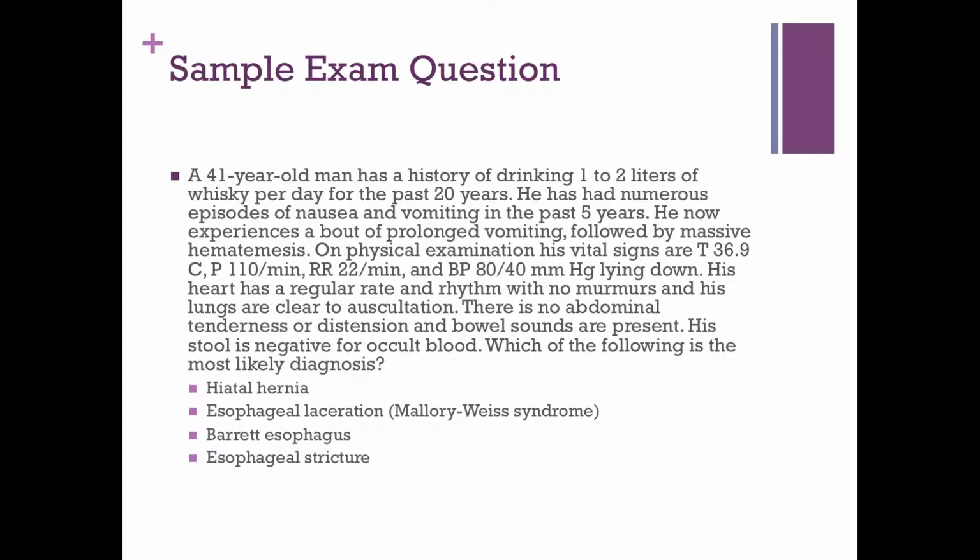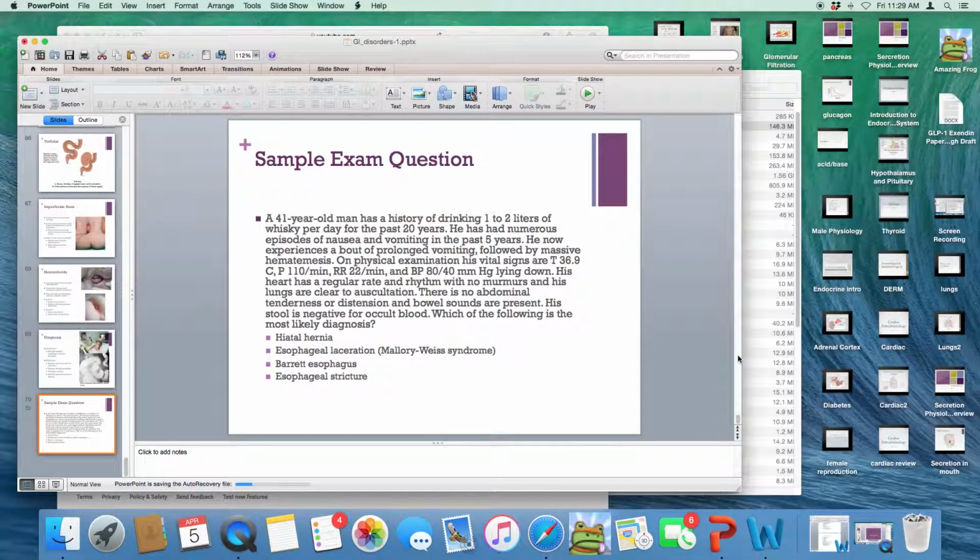His temperature is pretty normal, but his respiratory rate is altered, his heart rate is altered, his blood pressure is altered. His heart sounds normal, lungs sound clear, no distension, there are bowel sounds, stool's negative for occult blood, so what's his problem? A hiatal hernia, esophageal laceration or Mallory-Weiss syndrome, Barrett esophagus, or an esophageal stricture. Okay, that's it. Y'all enjoy.